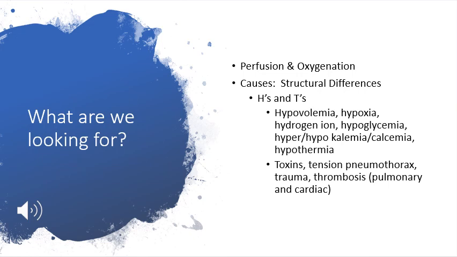Hypothermia. For that, for a newborn, we would dry them, put them skin to skin, swaddle them. We could put a hat on them, stick them under a warmer, try to warm that kiddo up. For T's, toxin, tension pneumothorax, trauma, and thrombosis.